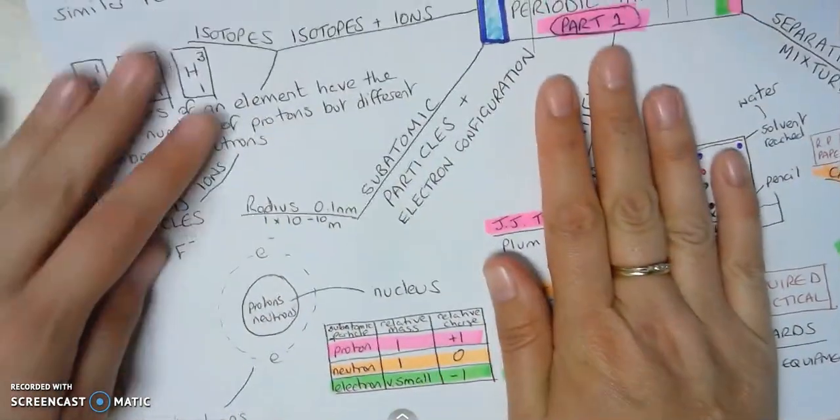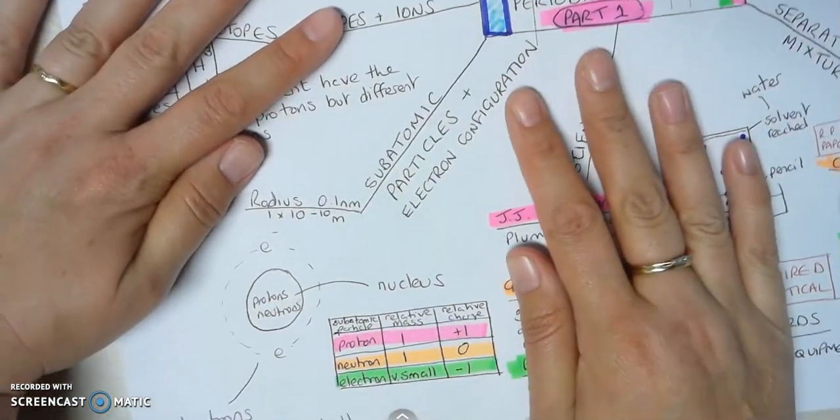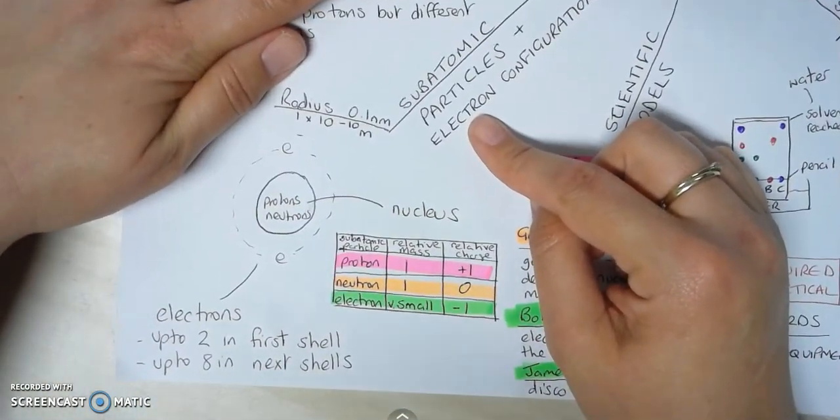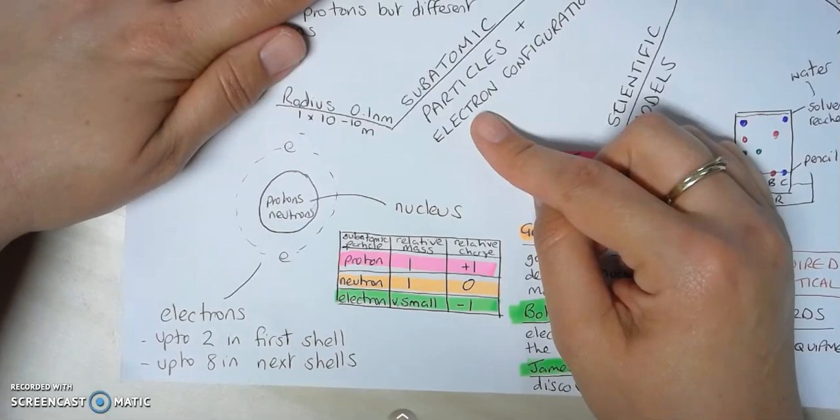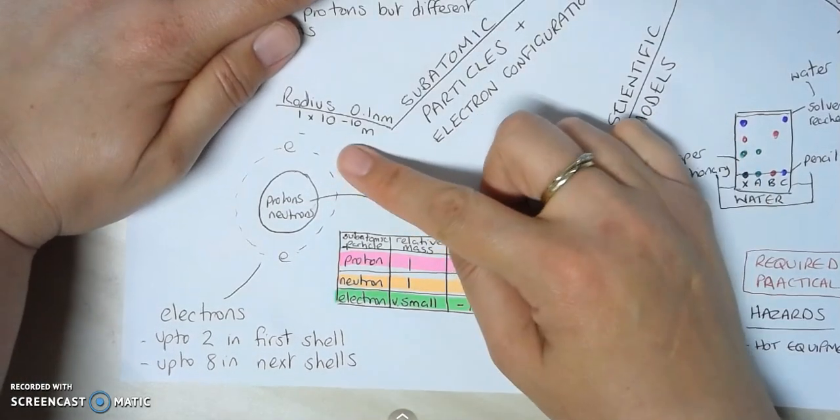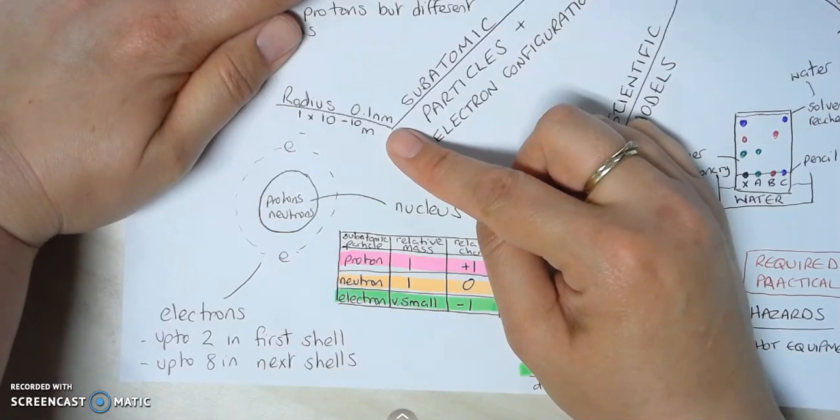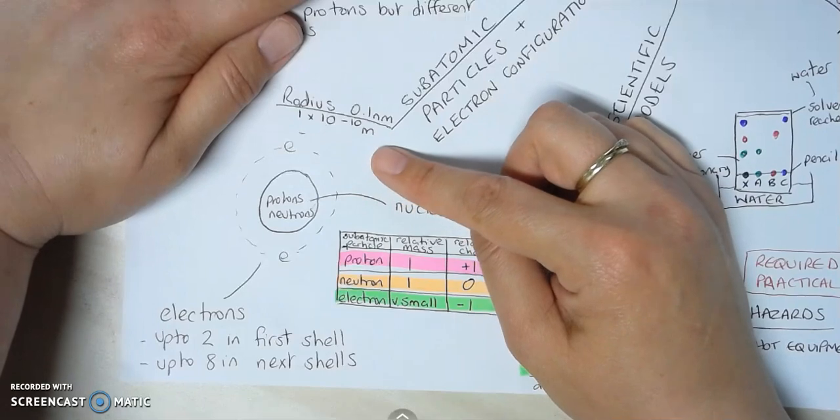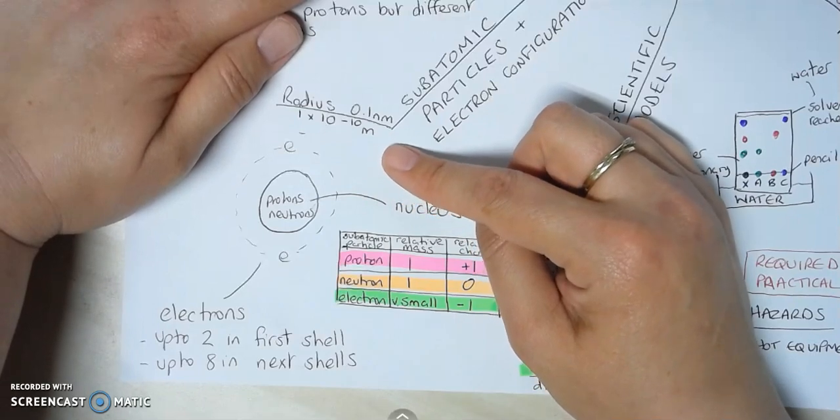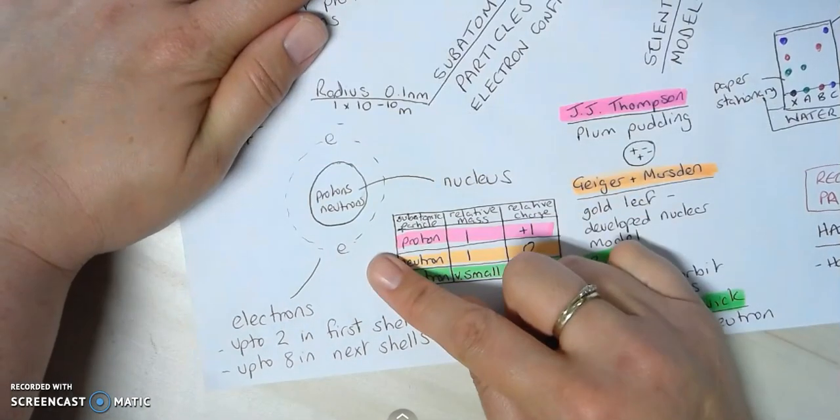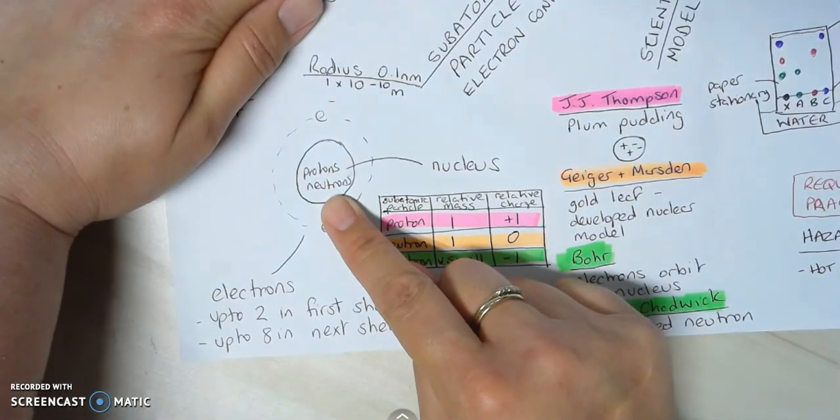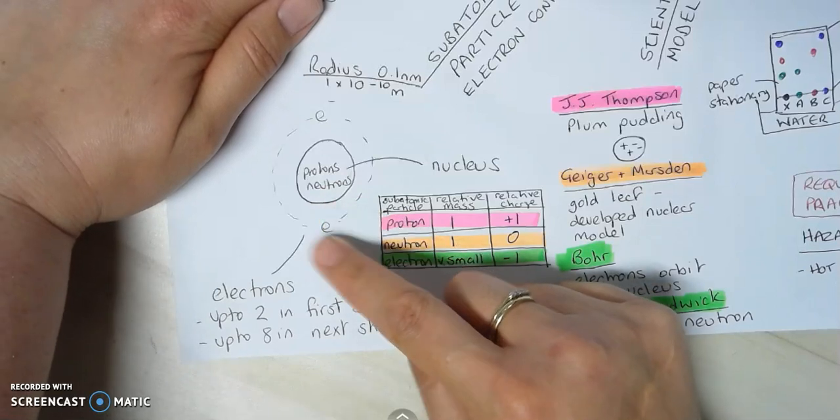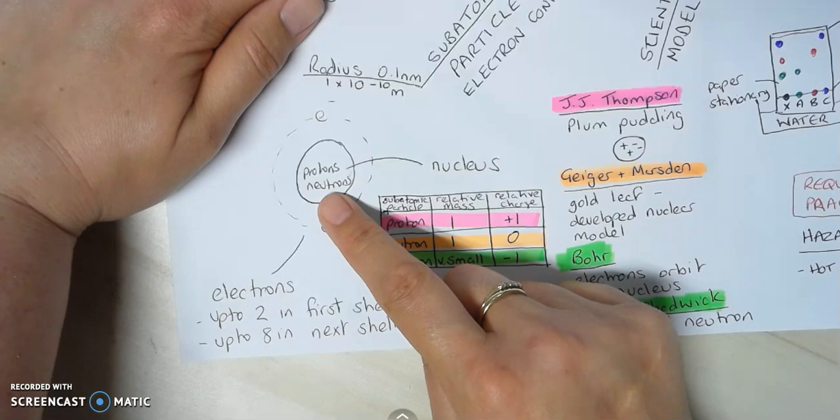However, we need to make sure we can describe the particles, and we can say what charge each part of an atom has. So, for instance, first of all, an atom is only about 0.1 nanometers in radius, okay? So, in standard form, that's 1 times 10 to the minus 10. If you were asked to draw a particle, you obviously need to know that the protons and neutrons are in the nucleus and the electrons orbit around the outside.